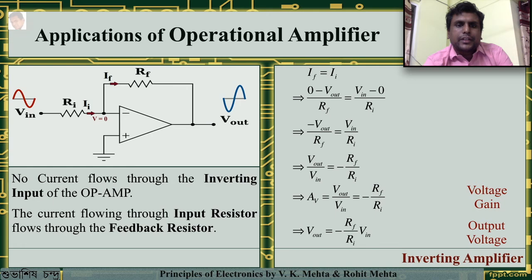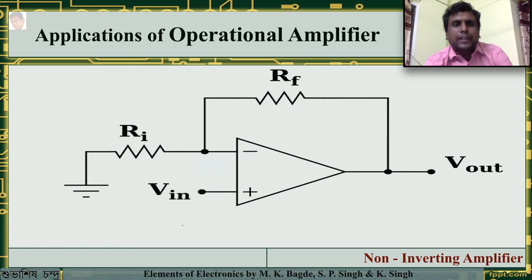The output is amplified according to the ratio RF by RI and is inverted as represented by the negative sign. Let us move on to the next, the non-inverting amplifier. In this case, the feedback circuit is grounded, whereas the input is provided to the non-inverting terminal.